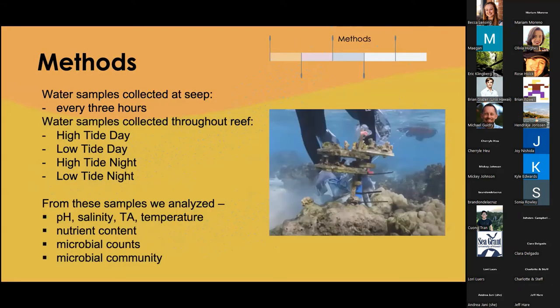Water samples were collected at the seep every 3 hours to get a high data resolution, and water samples were collected throughout the reef at high tide during the day, low tide during the day, high tide during the night, and low tide during the night.